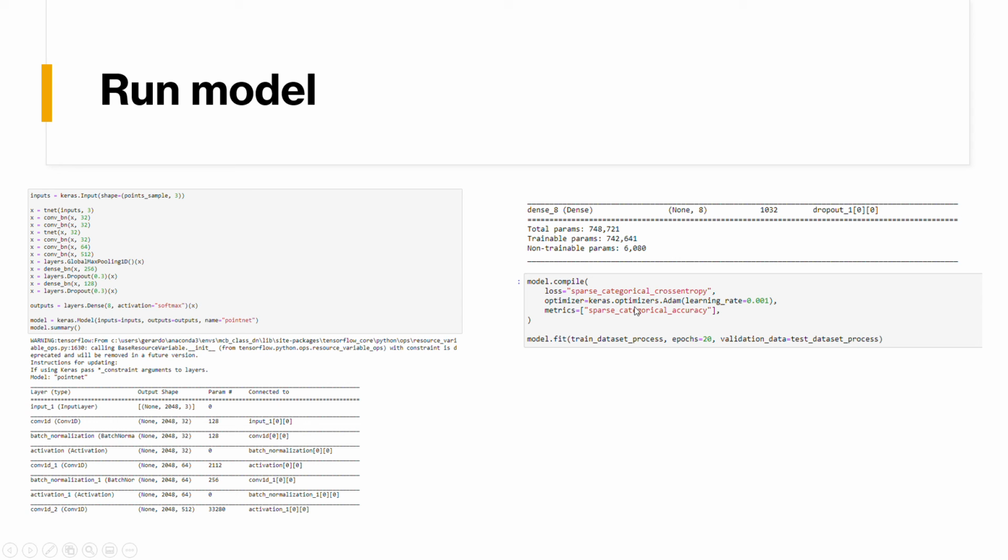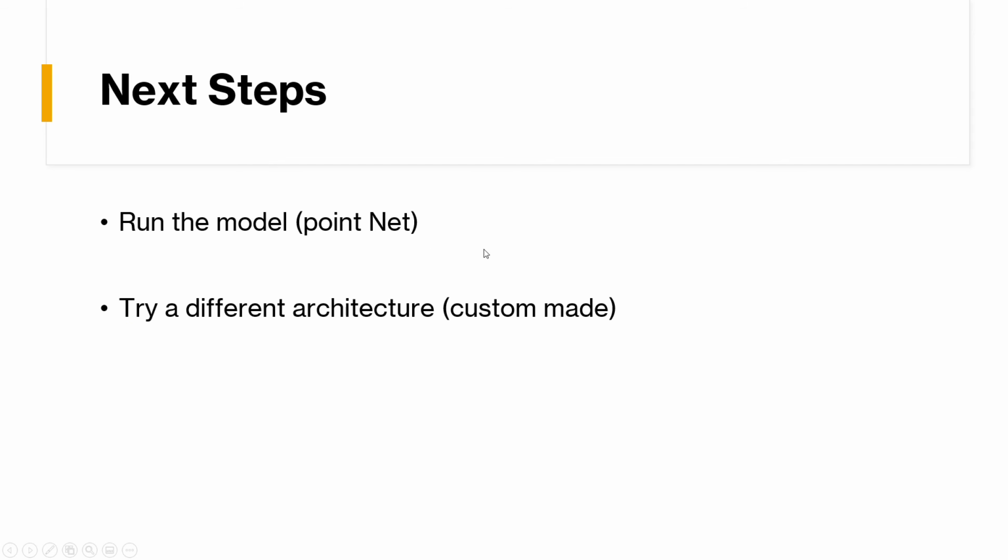So after this, you can compile the model, and I am using sparse categorical cross entropy since we are in a classification task, and you fit the model with this command right here with 20 epochs. And finally, after it finishes training, I will evaluate the accuracy of the model. So the next step is to finish the model runs for PointNet. And also I want to try a different architecture, a custom-made one, to see if I could achieve better results, or if PointNet is a better architecture and I will obtain better prediction accuracy. So those are the next steps, and thanks all for watching.